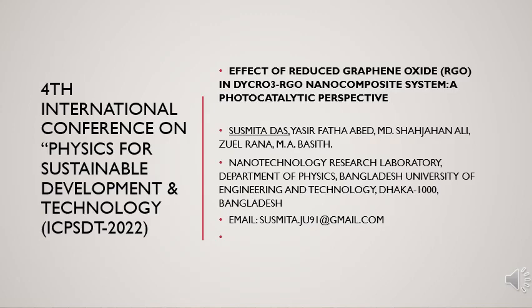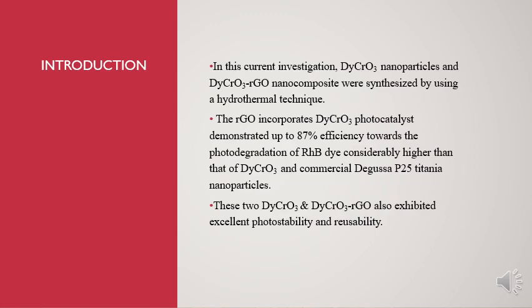Today I am presenting my poster presentation and the title is Effect of Reduced Graphene Oxide in Dysprosium Chromide Nanocomposite System. In this investigation, dysprosium chromide nanoparticles and dysprosium chromide reduced graphene oxide nanocomposite are synthesized by using a hydrothermal technique. When dysprosium chromide is incorporated with reduced graphene oxide, it is demonstrated up to 87% efficiency towards the photodegradation of rhodamine B dye, which is considerably higher than that of dysprosium chromide itself and commercial Degussa P25 titania particles. These two, dysprosium chromide and reduced graphene oxide dysprosium chromide, also exhibited excellent photostability and reusability.